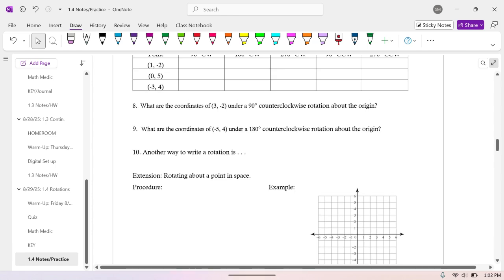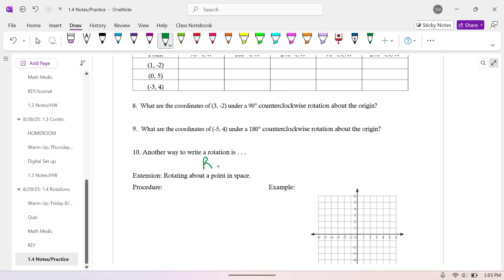And just one more note that you need. Another way to write a rotation is with a big R, and then it'll tell you 90 degrees, like how you want to write it. So whether it's clockwise, counterclockwise, whatever. All right.